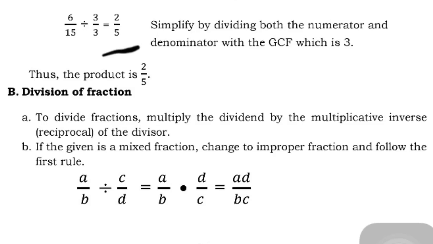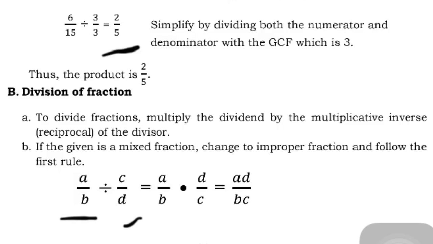Then let's have the second one, division of fractions. To divide fractions, multiply the dividend by the multiplicative inverse or the reciprocal of the divisor. If the given is a mixed fraction, change it to an improper fraction and follow the first rule. You're going to have a over b divided by c over d. Here a over b is the dividend, and c over d is the divisor.